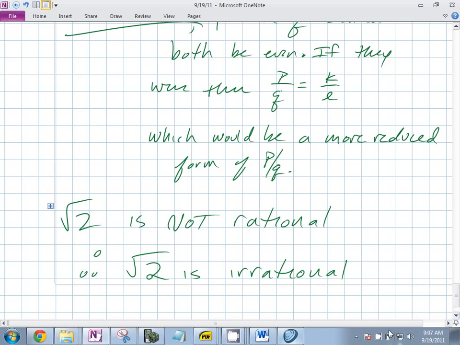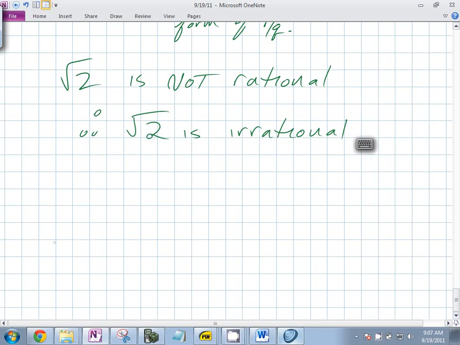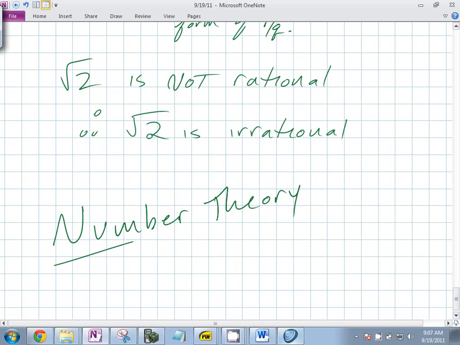This right here, this is from the field of number theory. You can take whole classes on this in college. It's really fun stuff. I think it's great fun stuff.